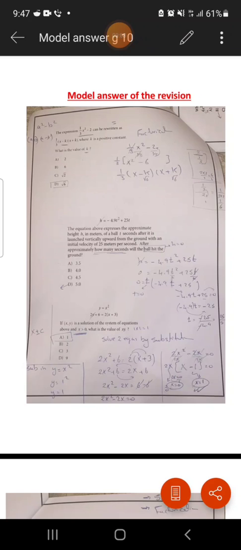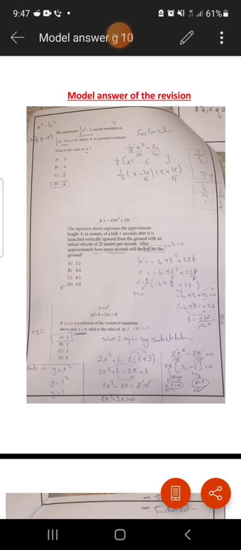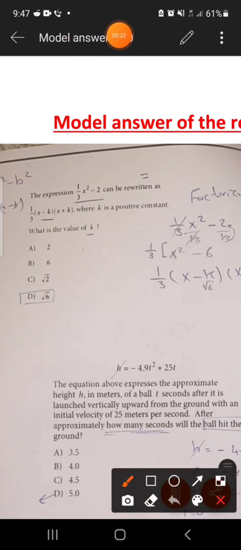Okay, let's start with the first question. Here you have the expression three x squared minus 2 can be written like this. If you want to solve something like this, you will think about what you have, what is given, and what he asks for. He wants the value of k, which is in the brackets of the equation that is equal to this equation, right?